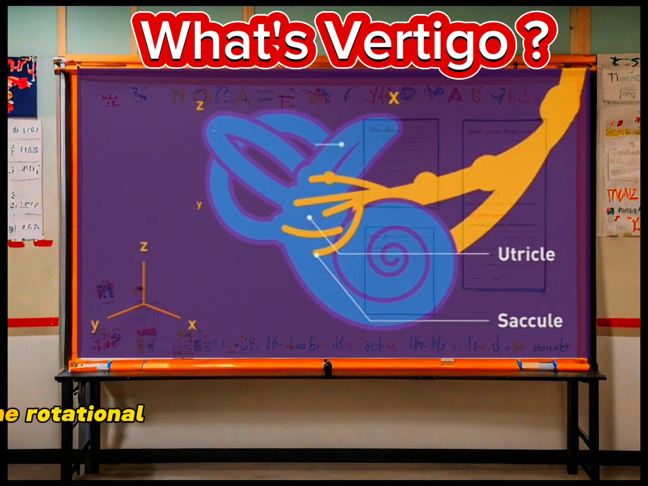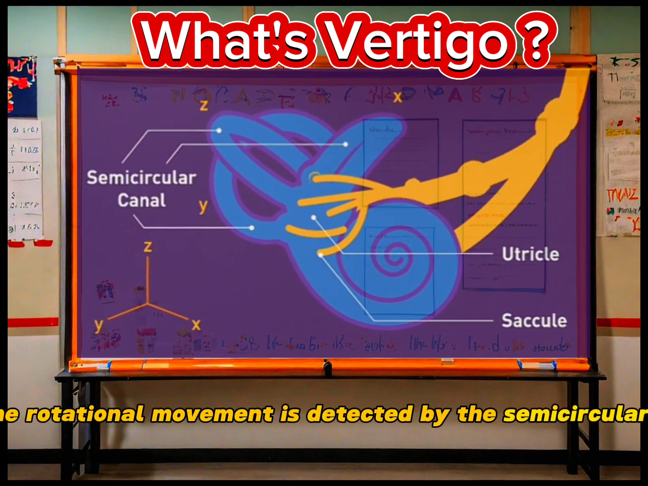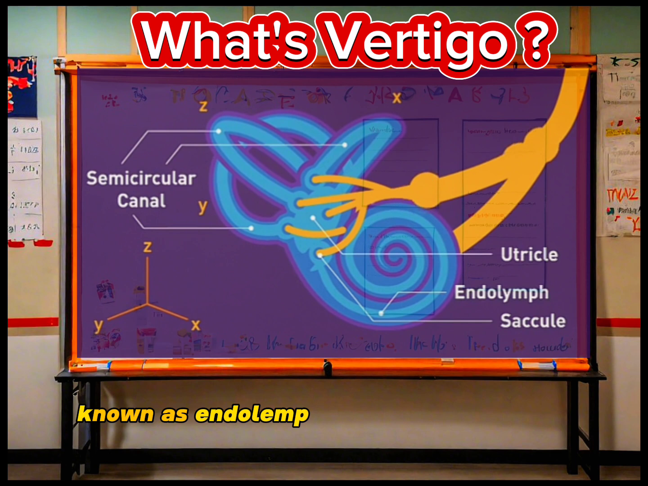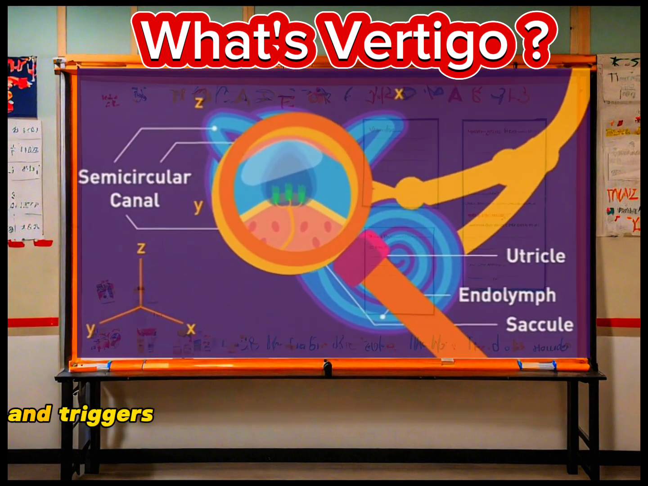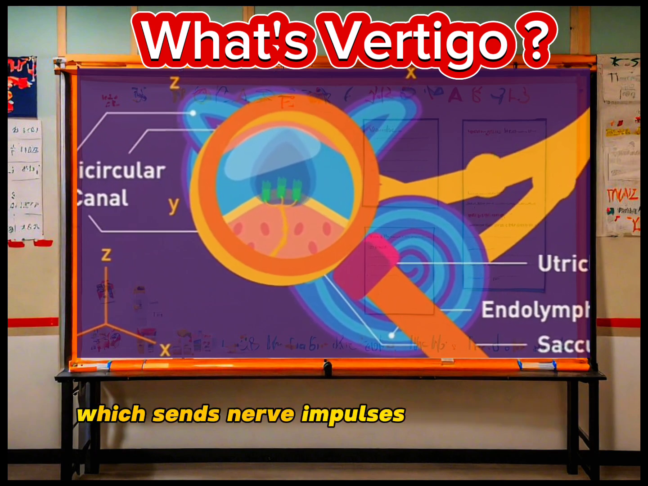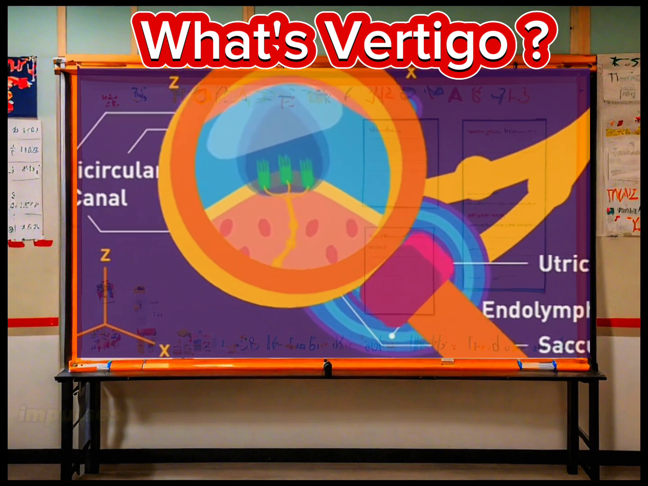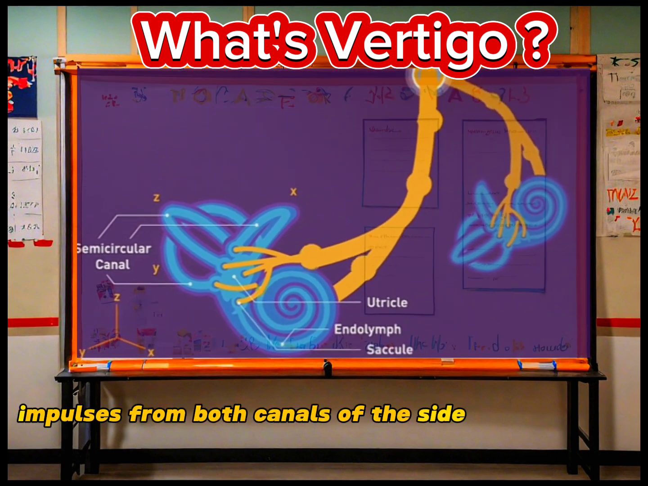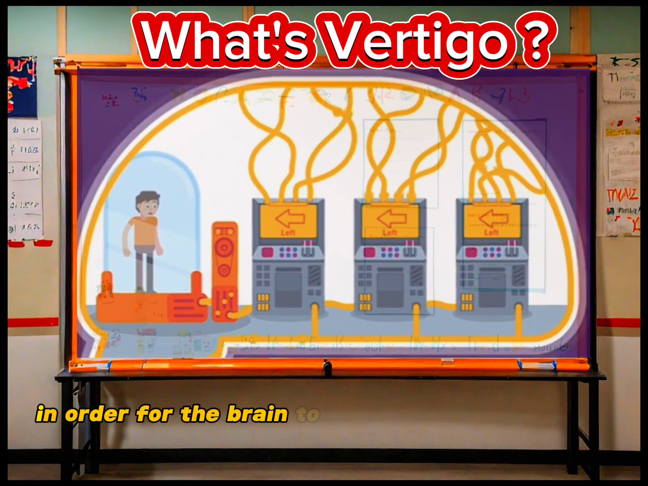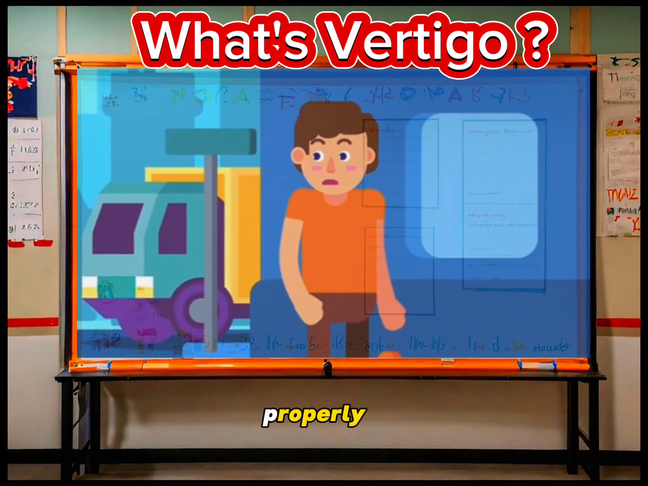The rotational movement is detected by the semicircular canals that contain fluid, known as endolymph. The endolymph moves and triggers the sensory receptors within the canal, which sends nerve impulses to the brain regarding the movement. Impulses from both canals of the side of the head would normally send symmetrical impulses in order for the brain to interpret the impulses properly.